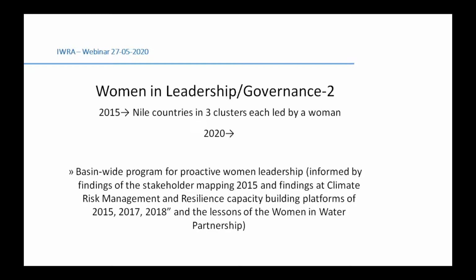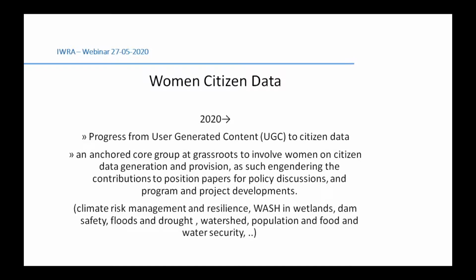Another item that is coming up and has become very exciting for this organization is women in citizen data. Women, who form over 50% of the population, are at the grassroots. Women are experiencing problems of climate risk. They are experiencing problems of WASH. They are experiencing dam insecurity and also floods and droughts. They also suffer from watershed problems, landslides, and population growth. They have to feed the family, take care of the family, get the water.